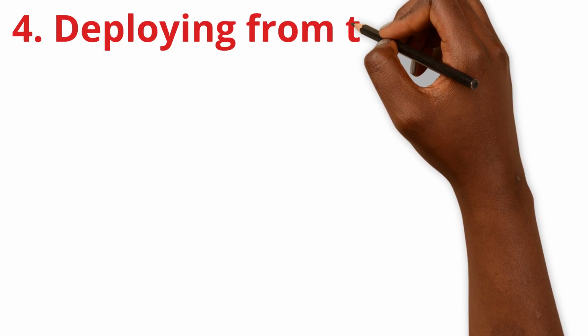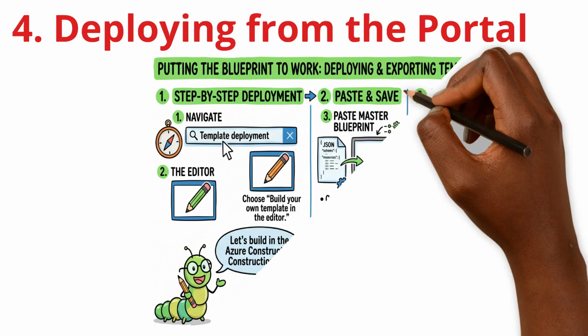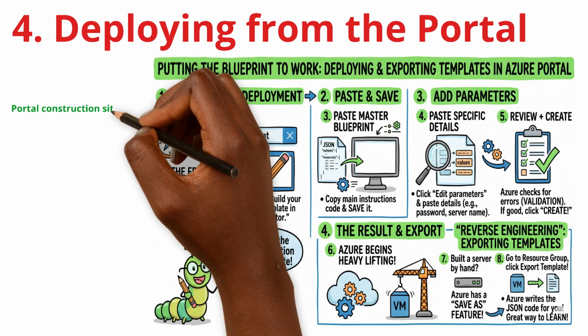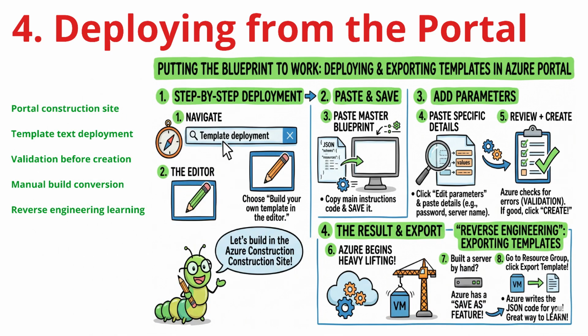When you're ready to build in the cloud, the Azure Portal is your digital construction site. First, you navigate to Template Deployment and find your editor. This is where you paste your master JSON code, the instructions for your entire build. Then you paste the specific parameters like your passwords and server names. Finally, Azure reviews everything. Once validated, you click Create, and the heavy lifting begins.